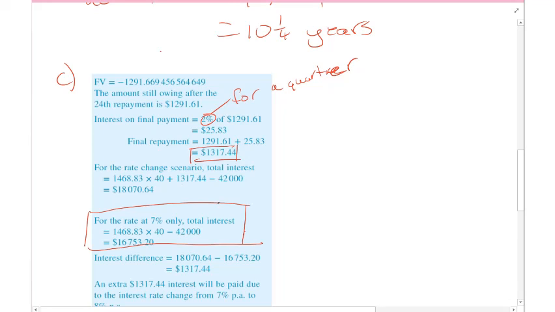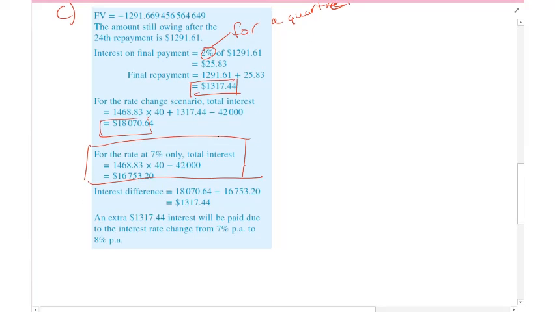That last repayment is going to be 13.17. So we add those two together, subtract 42, and I get this number here. We look at the interest difference. That is that one, and this one is this one here. So we get an interest difference of 1,317.